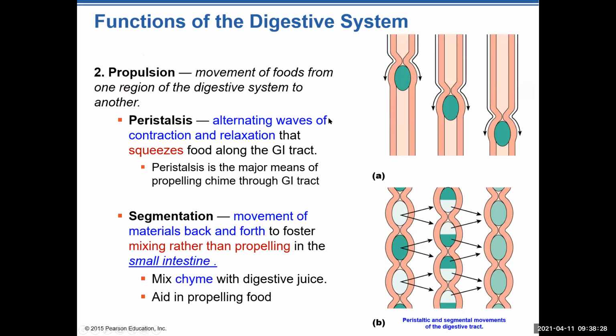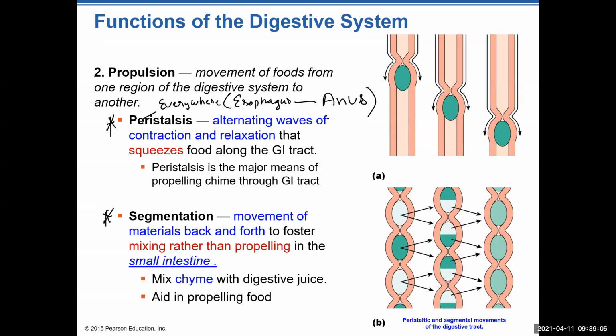Very important question: what is the difference between peristalsis and segmentation? I've seen most of the students are confused with it. What is peristalsis? Peristalsis takes place everywhere in the gut. What do you mean everywhere? Starting from the esophagus to the anus. It takes place in the esophagus, in the stomach, in the small intestine, in the large intestine, everywhere.